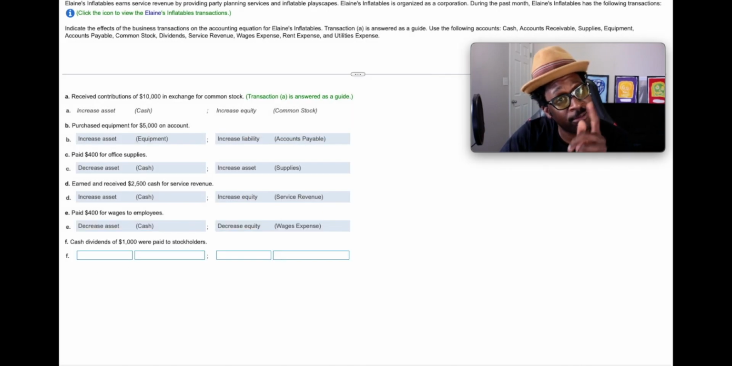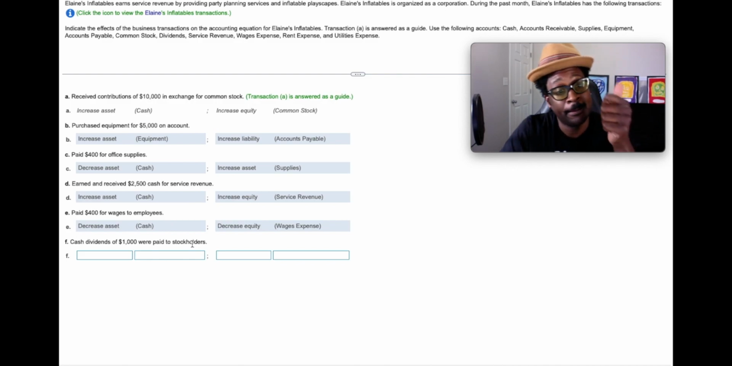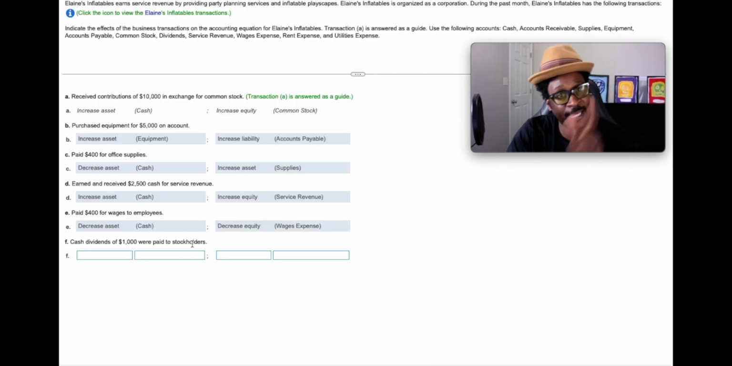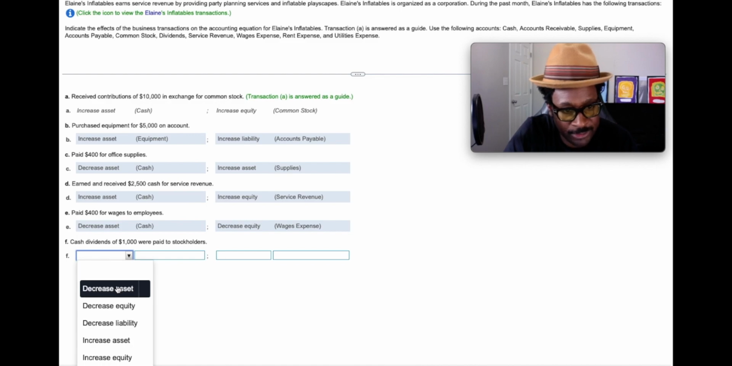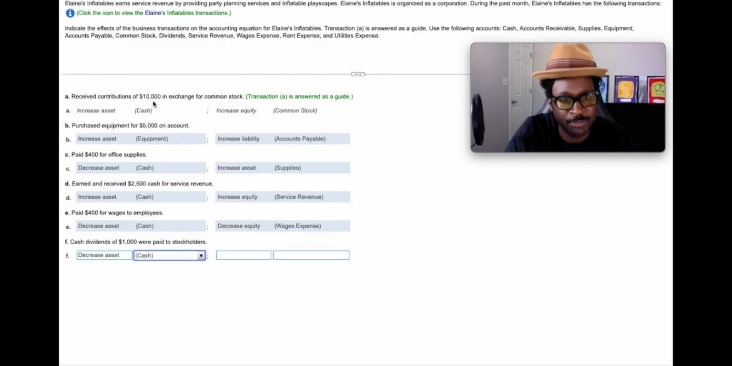Start practicing the keywords. The keywords will always guide you to the correct answer. Cash dividends of $1,000 were paid. What are the keywords? I'll give you guys a second. Dividends paid, right? So, anytime we see the word paid, we know our assets are going down. What particular asset? Cash, right? So, we're going to decrease the asset again, and that account particularly will be cash.